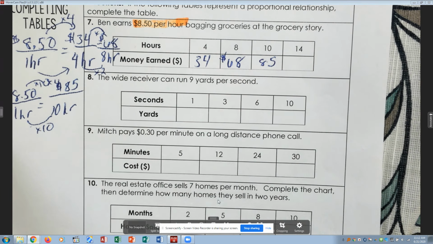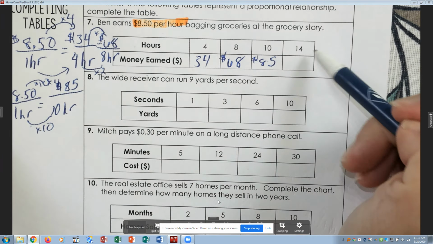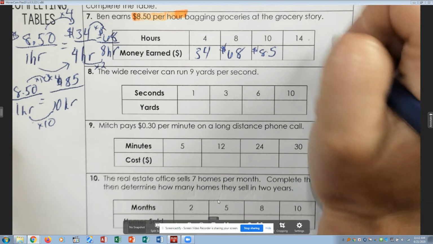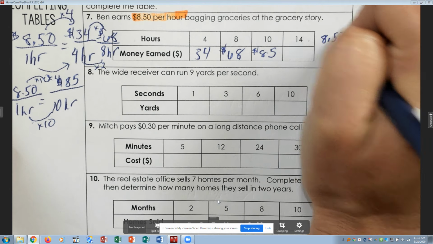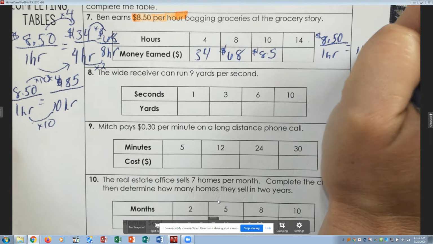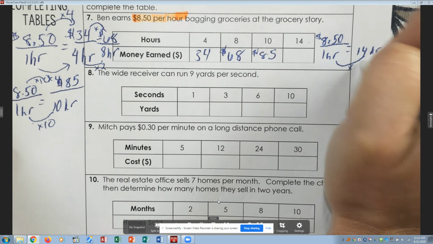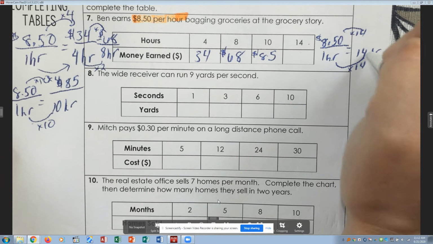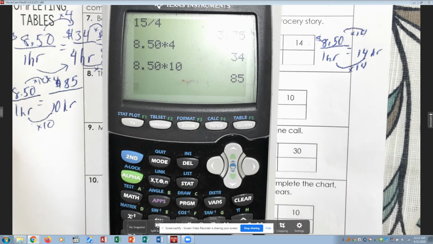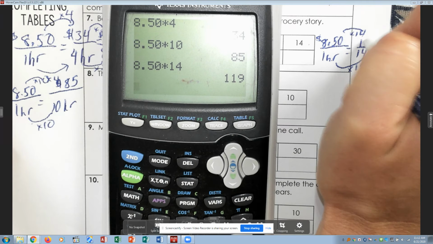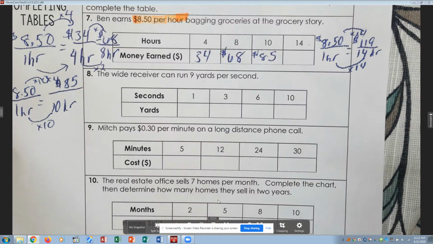Okay. And then finally, 14 hours. Oh man. So if he's making $8.50 in 1 hour, how much is he making in 14 hours? Again, it's this equivalent fraction thing. So I know I'd multiply by 14 to get from 1 to 14. So 8.50 times 14 is $119. Okay.